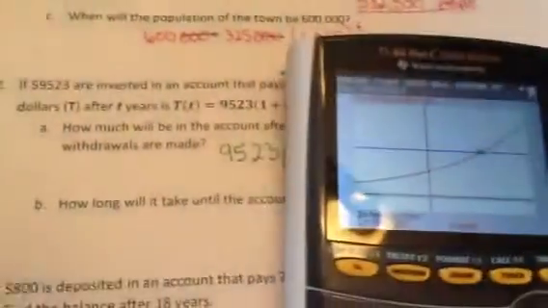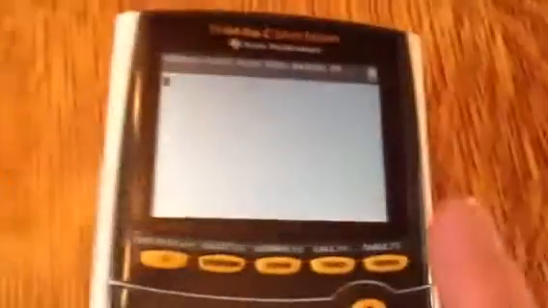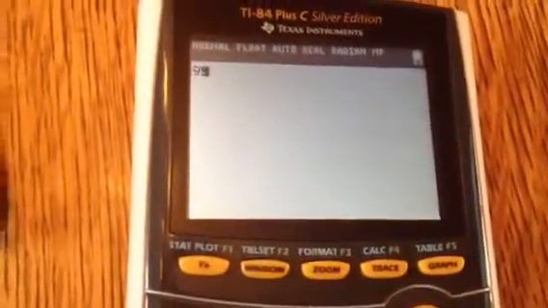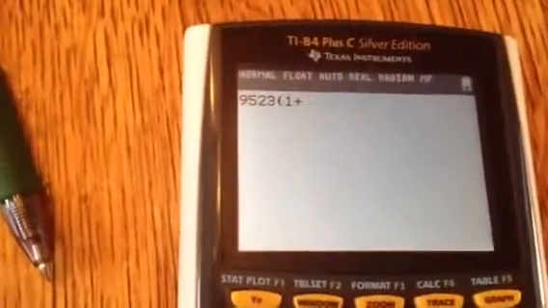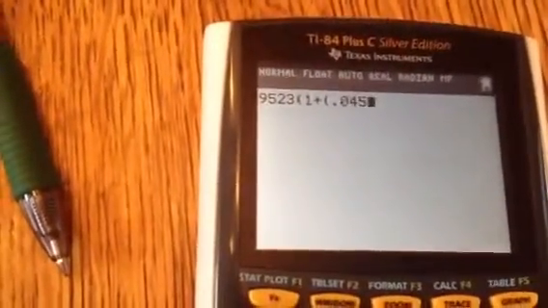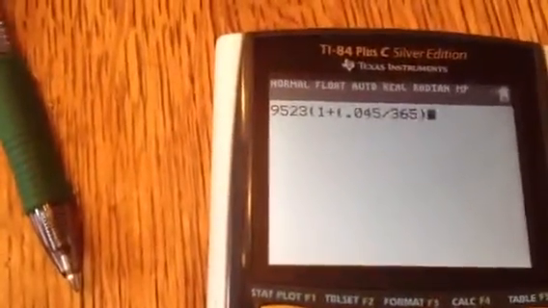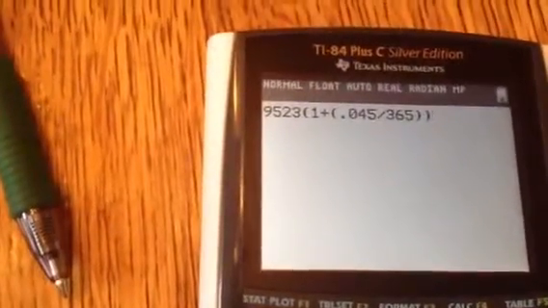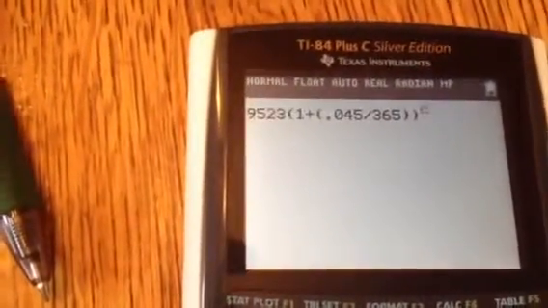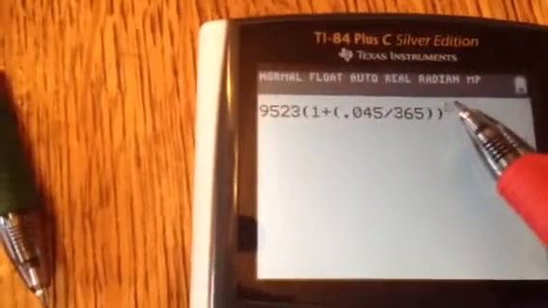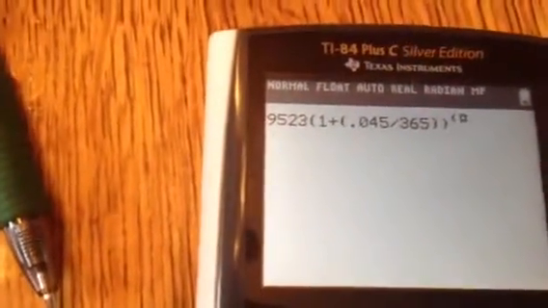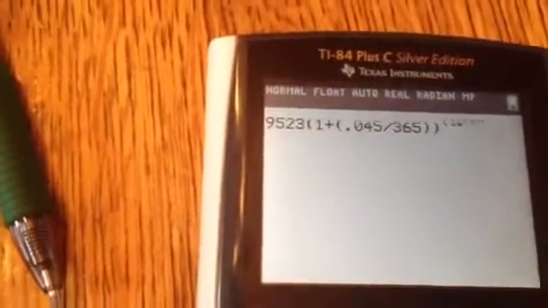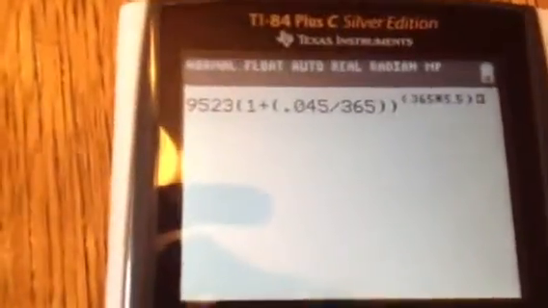So I'm going to get out of the screen, and I'm just going to type it in exactly as I see it. So 9523, parentheses, start my other parentheses, close that parentheses for the fraction, close it for the original set, exponent, and I don't need to put parentheses here because mine raises it. If you see the caret key, then you should put in the parentheses. I'm going to go ahead and do that for the people who don't have the newer operating system though.